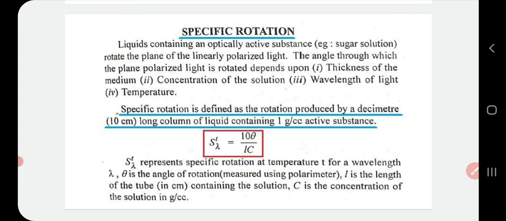Its expression is S lambda t = theta by LC. What is S lambda t? It is the specific rotation at a temperature t for a wavelength lambda. Theta is the angle of rotation. L is the length of the tube containing the solution. C is the concentration of the solution in gram per centimeter cube.